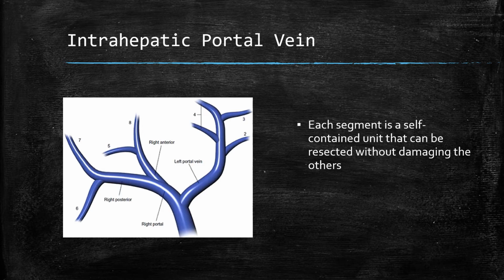So what really is the point of this Couinaud classification system? Ultimately, it's designed to show that the liver is made up of 8 independent segments, and that any one of these segments could be resected without damaging the rest of the liver.